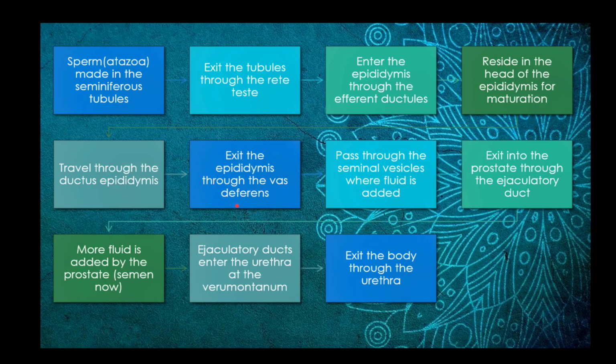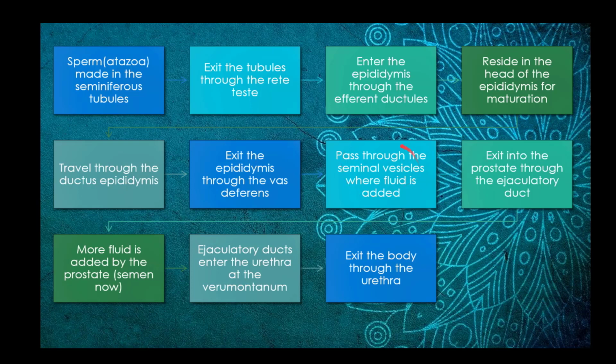The ductus epididymis is going to turn into the vas deferens, and that's going to exit out the tail of the epididymis. The vas deferens then is going to travel through the spermatic cord, up and around and past the bladder, where it's going to connect with the seminal vesicles. Remember that the ampulla of the deferens and the seminal vesicles sit right next to each other. Once they combine, they create the ejaculatory duct.